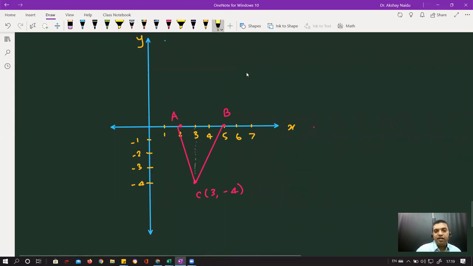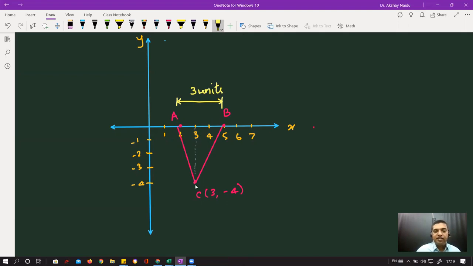Once you draw the triangle, this is on the x-axis, right? So this is your base, this is your height of the triangle. You can simply do, what is the length of the base, the distance between A and B. A is at 2, B is at 5. So distance between A and B is 3 units.